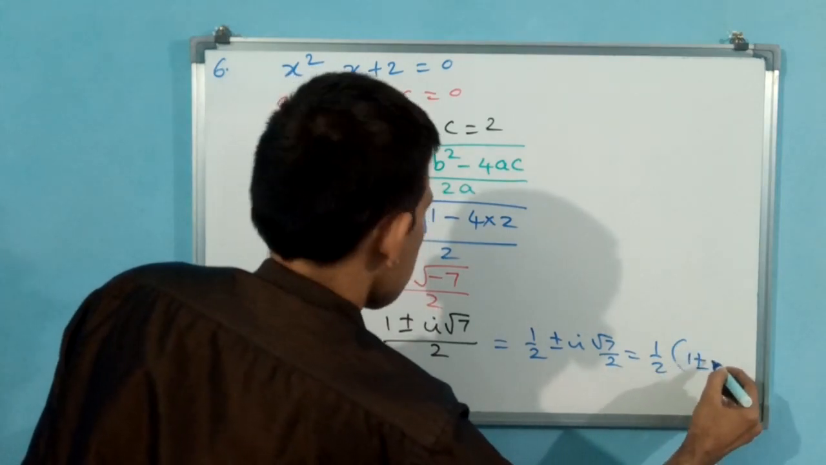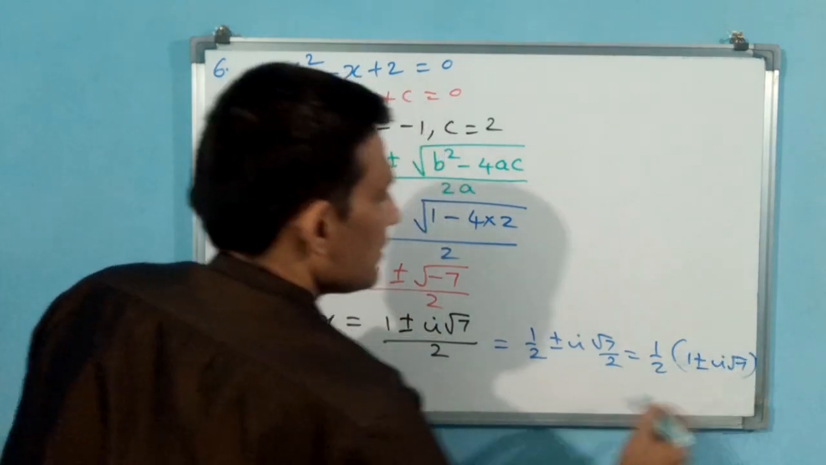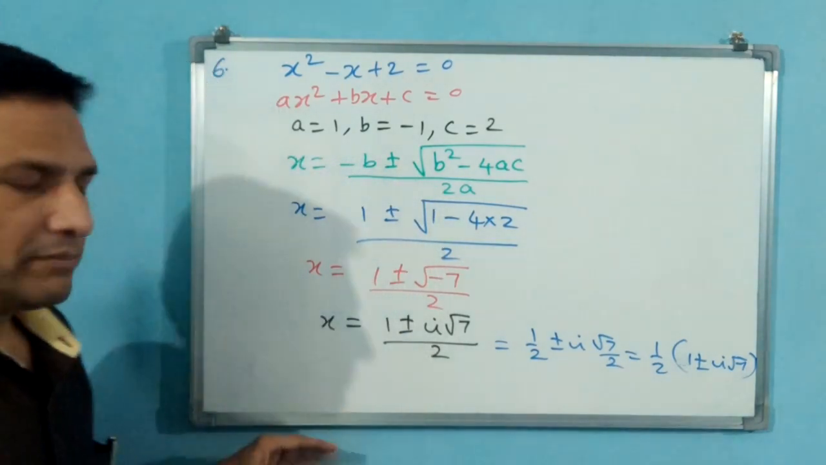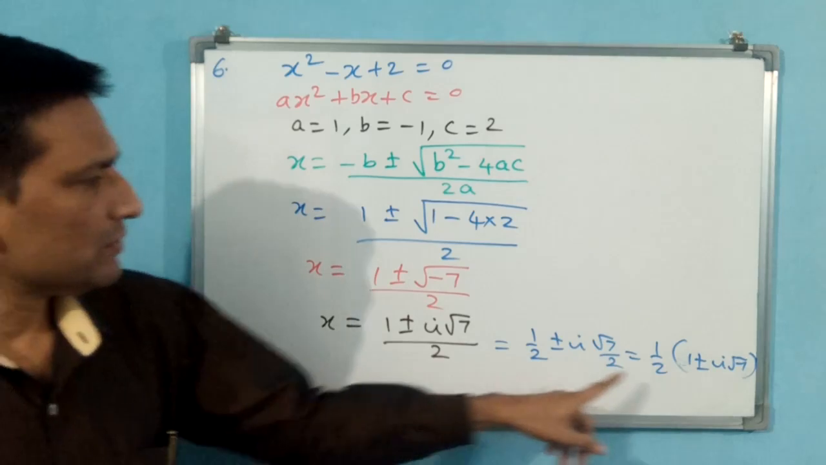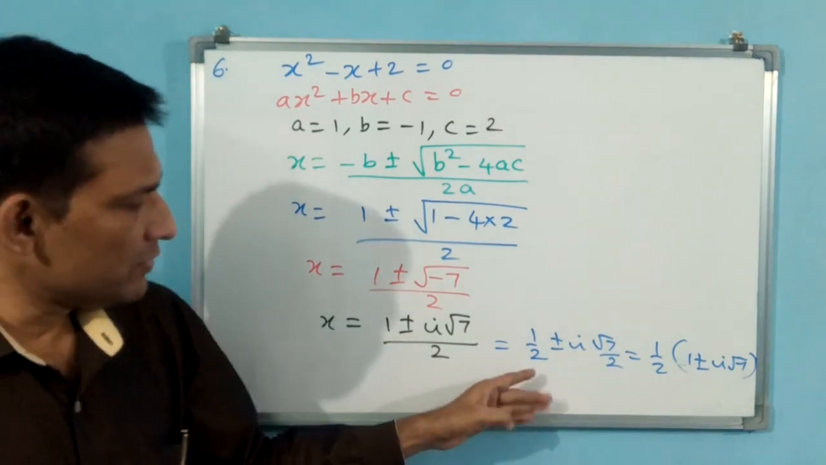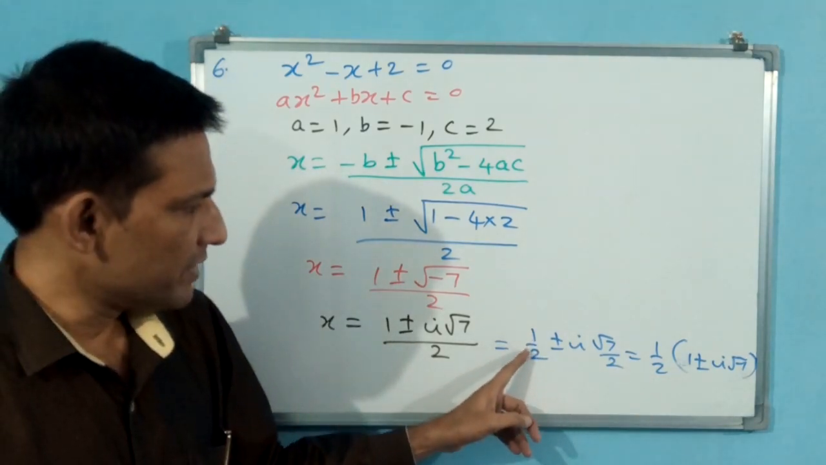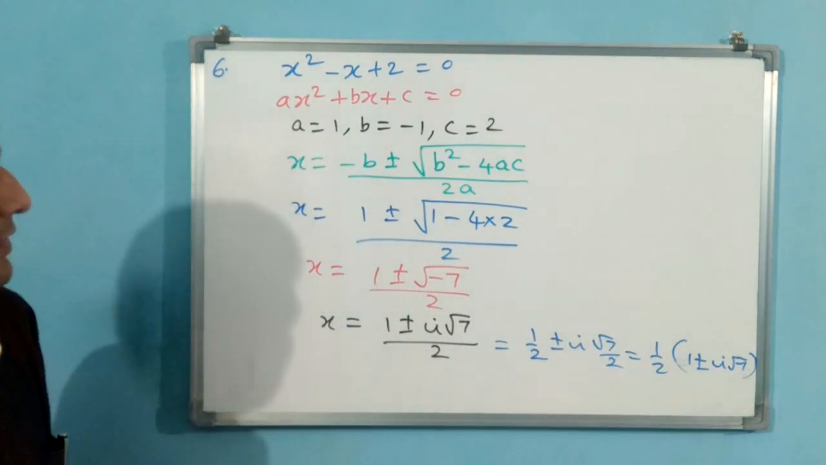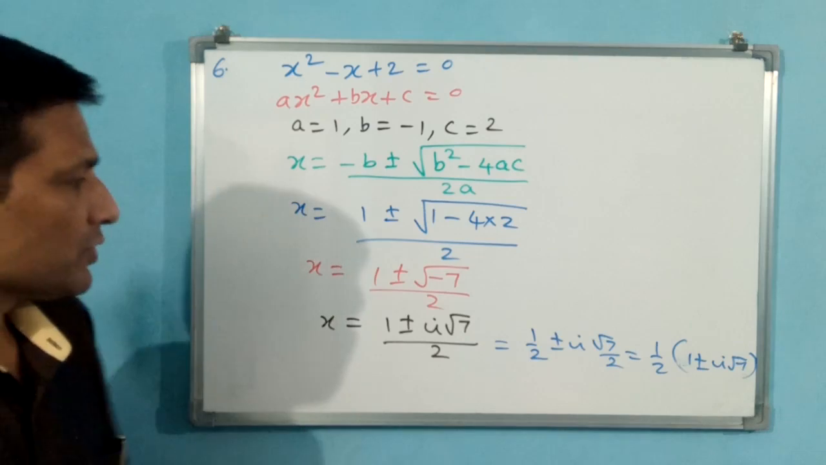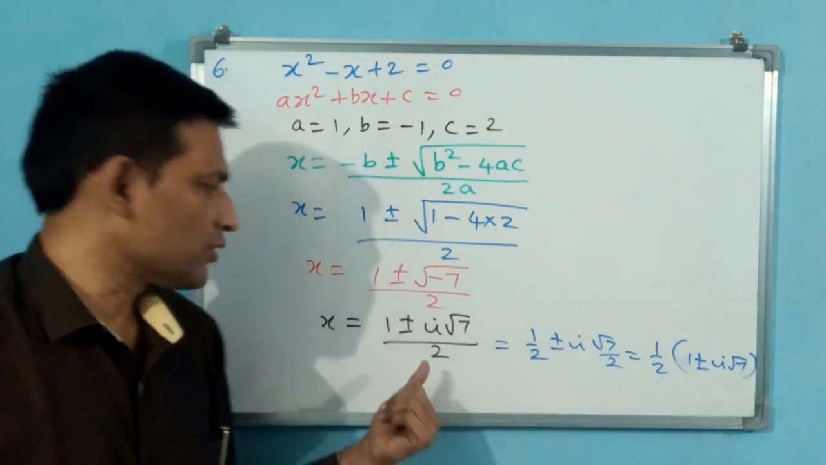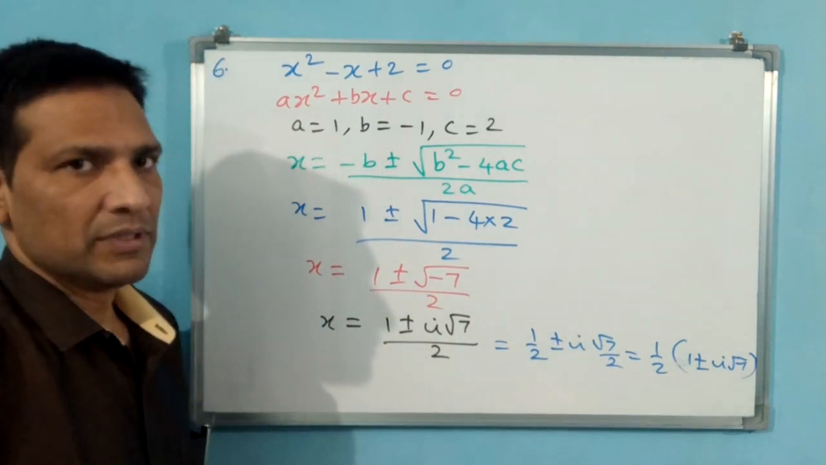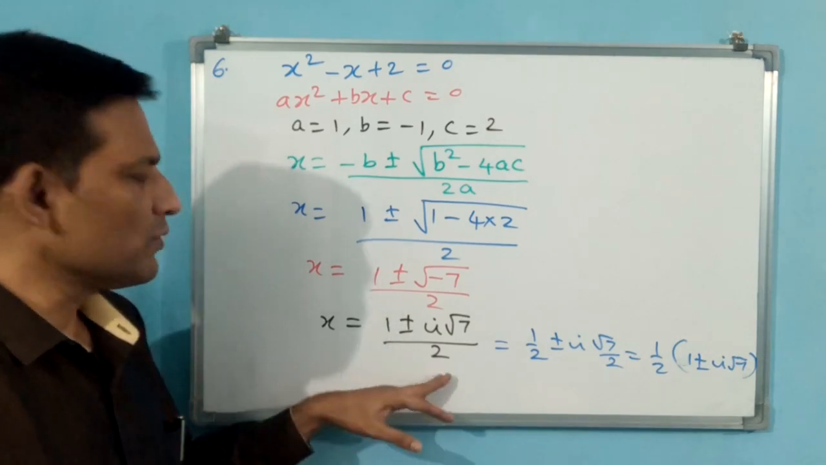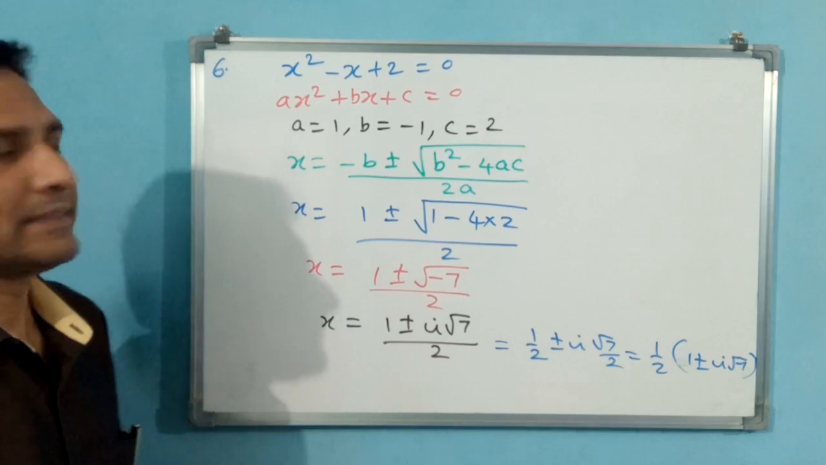1 plus or minus i root 7. This is also correct. That means the three forms are equal. 1 by 2 you have taken out, or 1 by 2 or 2 you have divided with real part and imaginary part. Both are same. In objective type of question, this may be the answer, this may be the answer, or this may be the answer. You have to see and put it. In subjective question in board exam or public exam, up to here you can write and close the answer.